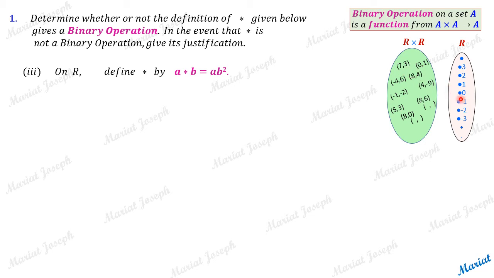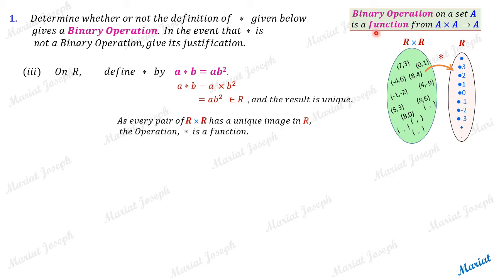Yes, there is a number associated to 7, 3, and only one number, that is a unique number. In fact, for every real number that we take, A star B, when you multiply the first number and the square of the second number, we will definitely get a real number as the answer, and that answer will be unique. We won't get different answers. For any single A and B, the same unique answer. Hence, the image is a unique number present in the codomain. So, this can be treated as a function. Every element has a unique image. So it's a function, and if it is a function, it is a binary operation.